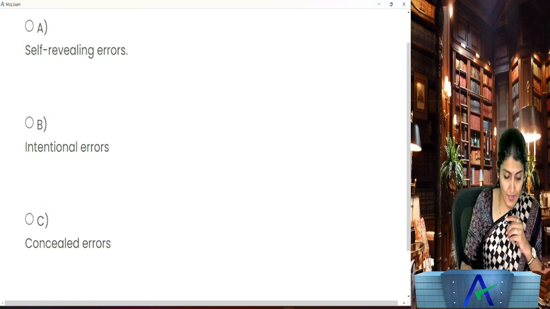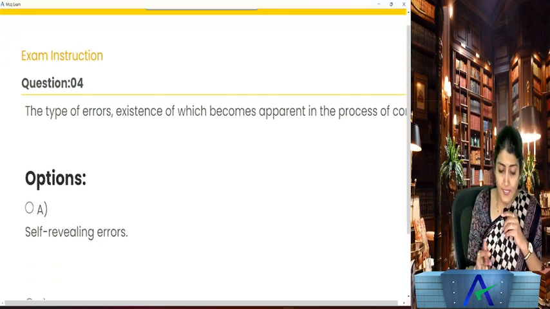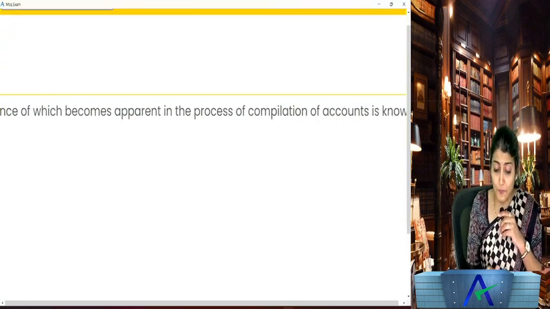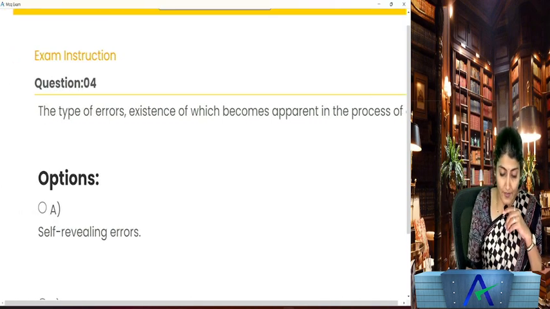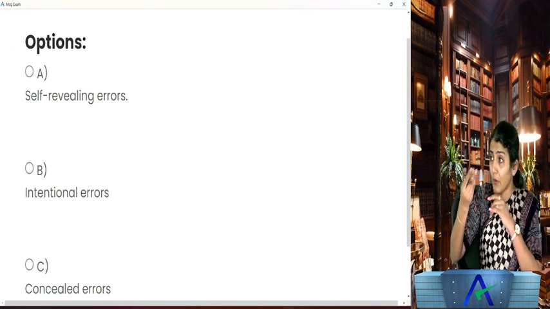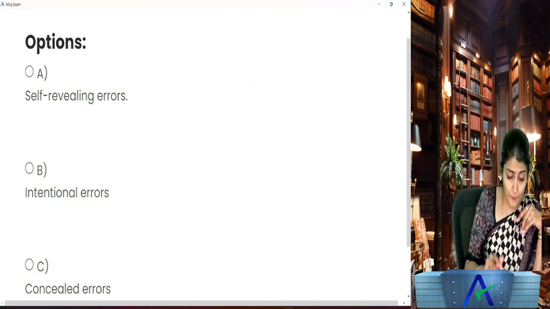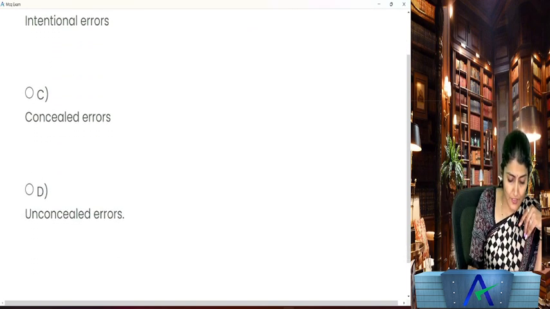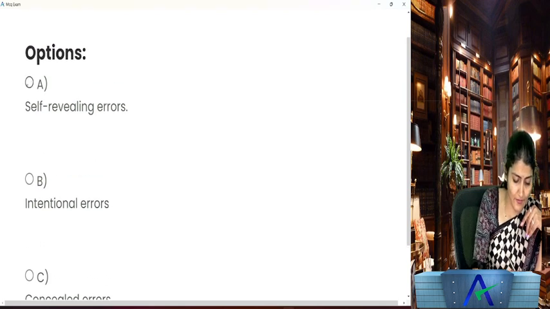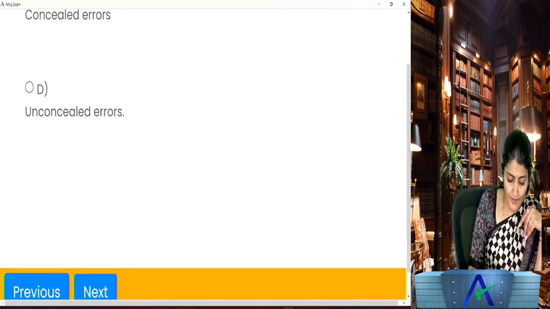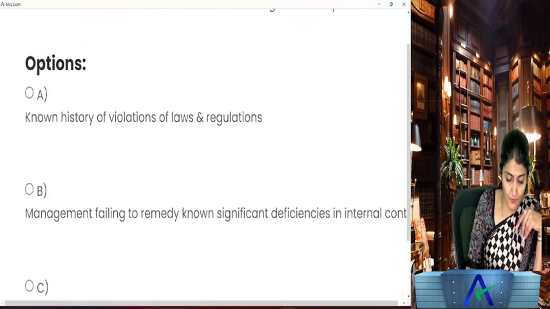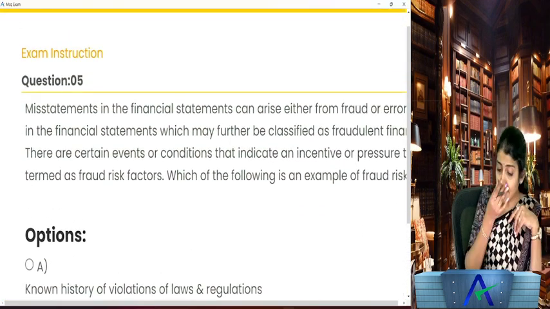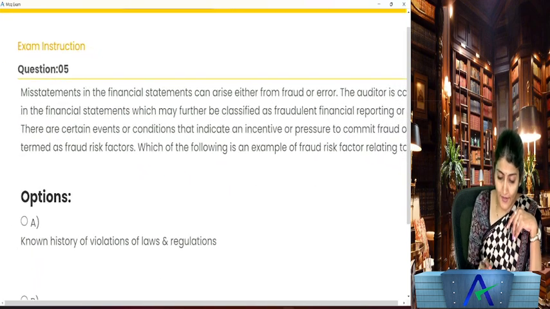Okay. Right, then after that, what does it say? This type of error, the existence of which becomes apparent in the process of compilation of accounts. That is, they are thrown out on their own when you prepare the accounts of the company. Self-revealing, intentional, concealed or unconcealed errors, these are the self-revealing errors which appear themselves during the preparation of the accounts.